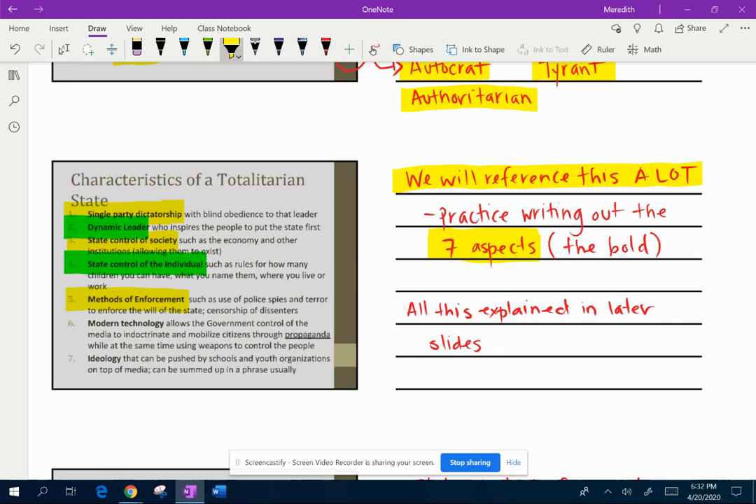So methods of enforcement. These are ways of getting your people, your citizens, to obey your rules and your laws. And so these are the use of police spies. We already learned last week in Russian Revolution era, Vladimir Lenin Russia, he has the Cheka. Okay. We're also going to use terror or fear to enforce the will of the state.